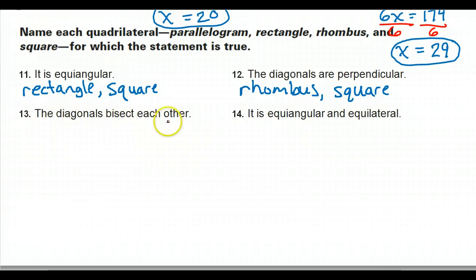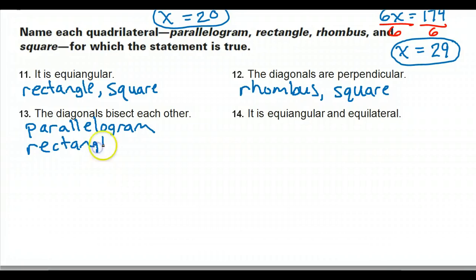The diagonals bisect each other. Well, that is a parallelogram property. So that's going to be true for all parallelograms, which of course will include the rectangle, rhombus, and square. So all 4.